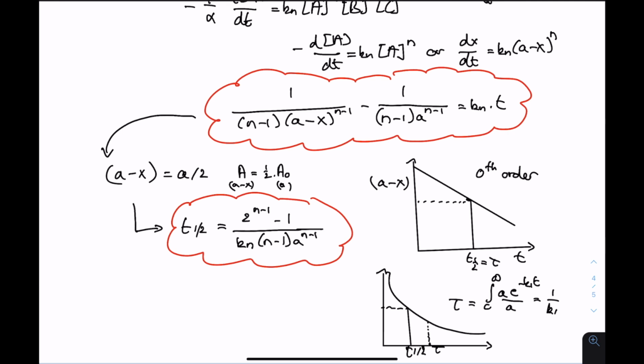What happens for second order, however, is that tau becomes infinite, because for second order the integral doesn't converge over time, so it's not a very useful measure in all cases, whereas the half-life is always defined also for second order.